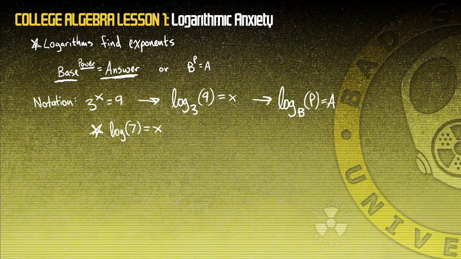One quick note to make is that if you have, let's say, log of 7 equals x, there's no base at the bottom of the log, so that means it's base 10 automatically. So you'd have 10 to the x equals 7. So 10 would be your base.